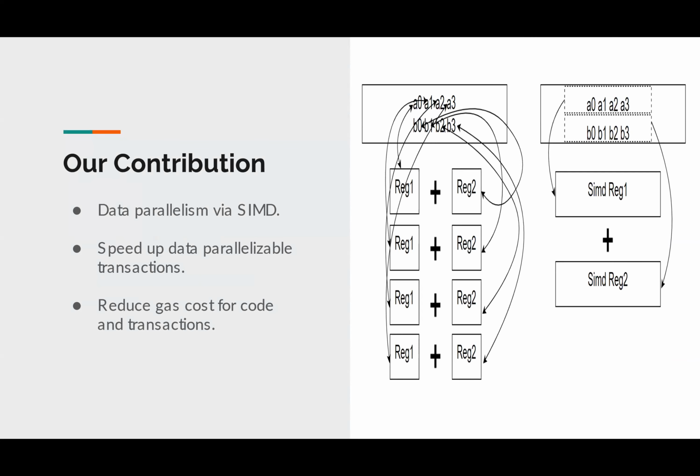We try to increase the transaction throughput and also reduce the gas costs for data parallelizable transactions by using SIMD instructions. With SIMD instructions, we can execute more than one operation with just one instruction by putting many values into large registers and executing just one instruction, we can handle more than one operation actually. By employing this strategy, we can speed up and reduce gas costs for data parallelizable algorithms.